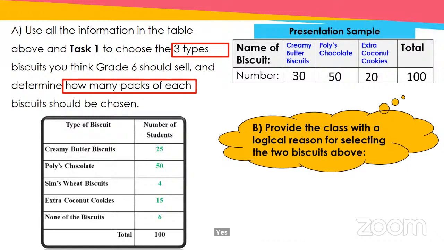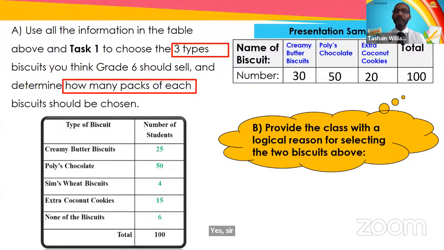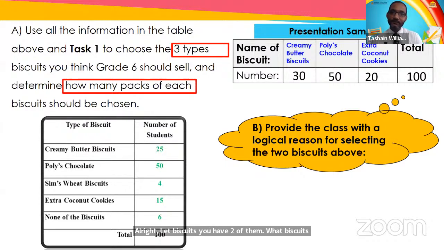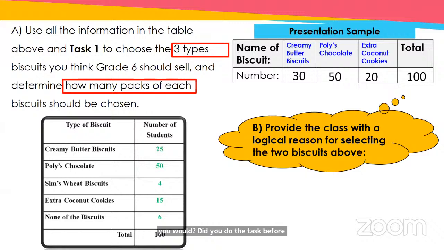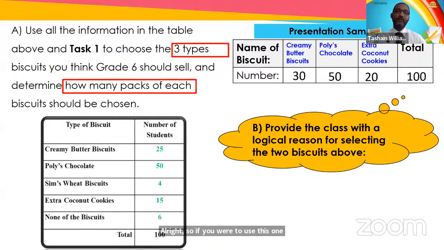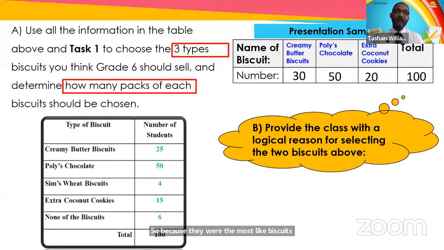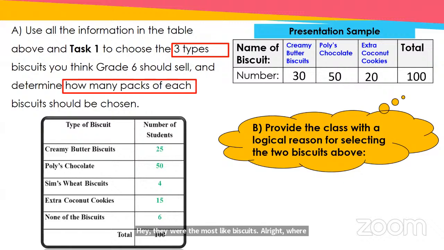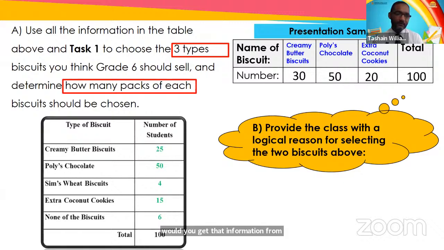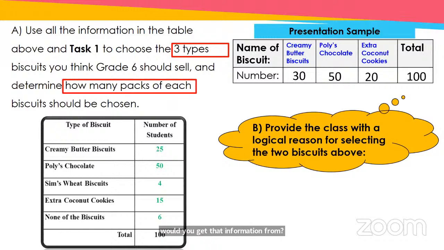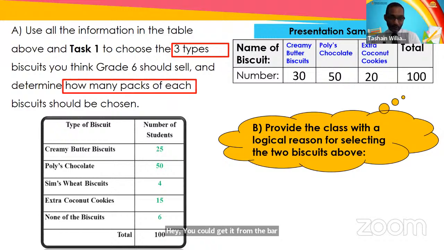Yes, sir. All right. So, Nathan, why would you choose the biscuits you have chosen? Did you do the task before? No, sir. All right. So, if you were to use this one on screen here, 30, 50, and 20, why would you choose these biscuits to sell? Sir, because they were the most liked biscuits. All right. Where would you get that information from, Nathan? I would get it from the bar graph. You could get it from the bar graph that you created, or you could get it from somewhere else. Where would that be?